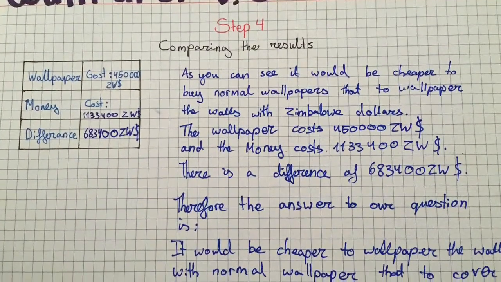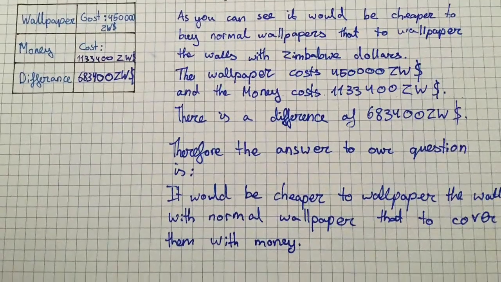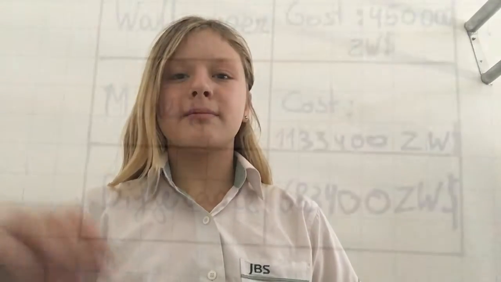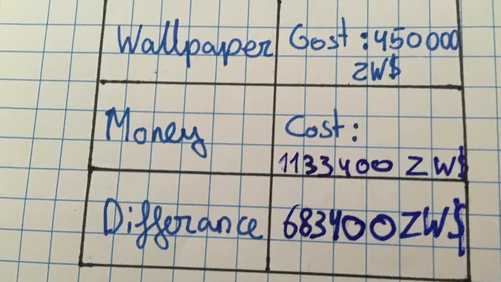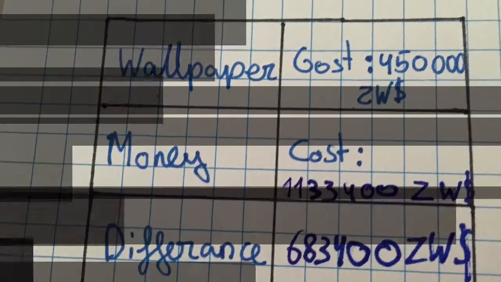Wallpaper versus Zimbabwe dollars. Step 4. Comparing the results. Here's a table showing the cost of the money, wallpaper, and the difference in between. As you can see, the wallpaper cost 450,000 Zimbabwe dollars and the money cost 1,133,400 Zimbabwe dollars. There is a difference of 683,400 Zimbabwe dollars. Therefore, the answer to our question is, it would be cheaper to wallpaper the walls with normal wallpaper than to cover them with money.